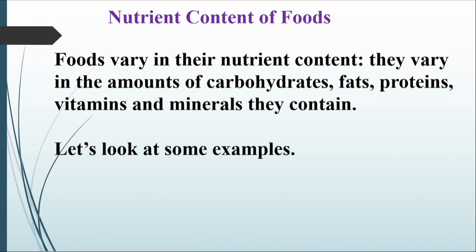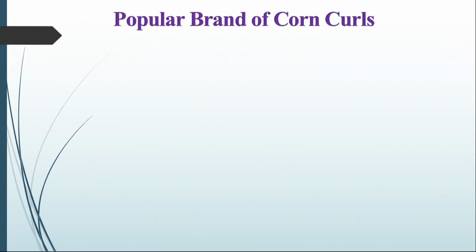But let's look at some of the nutrient contents of foods. Foods vary in their nutrient content. They vary in the amounts of carbohydrates, fats, proteins, vitamins, and minerals they contain. Let's look at some different examples. Let's look at corn kernels. How many of you like corn kernels? I know I do. But what nutrients does corn kernels contain?